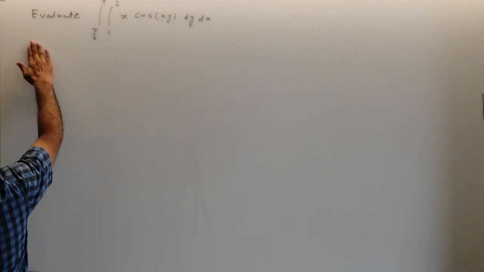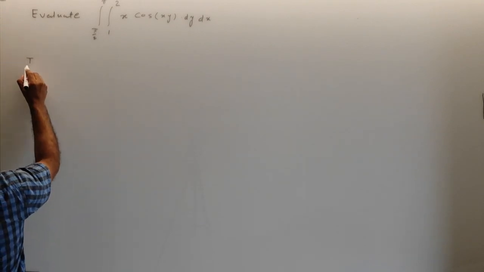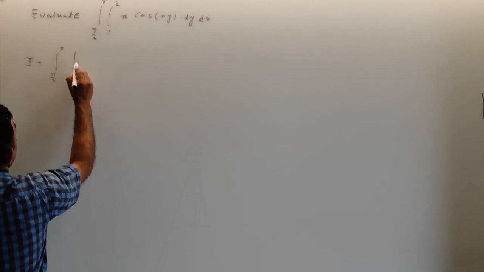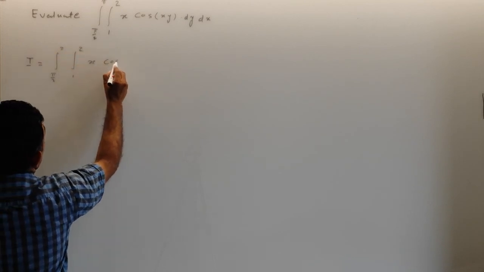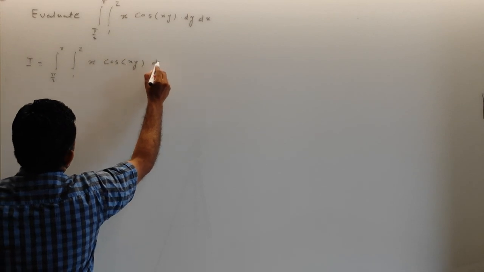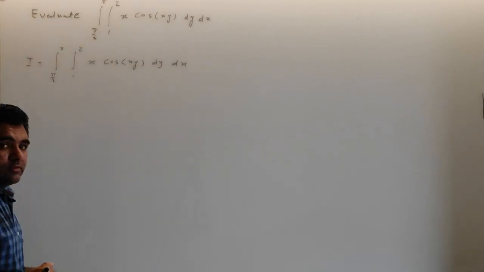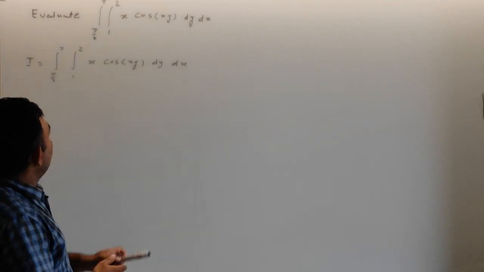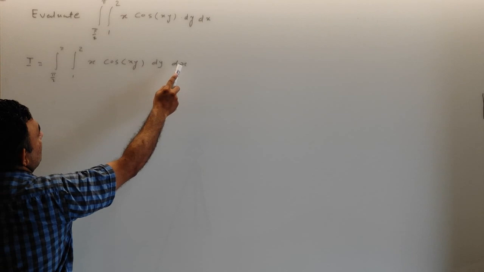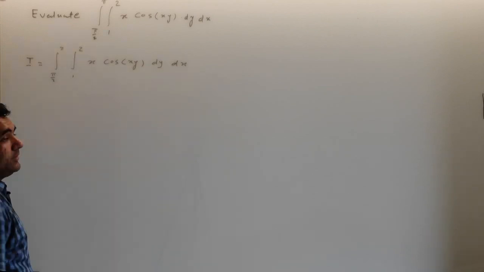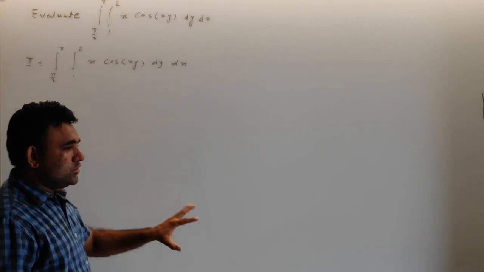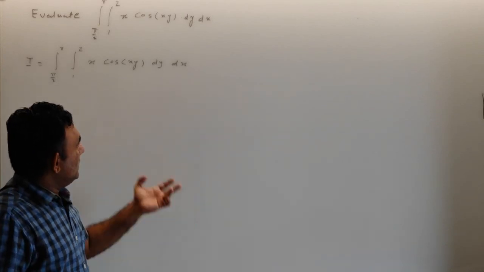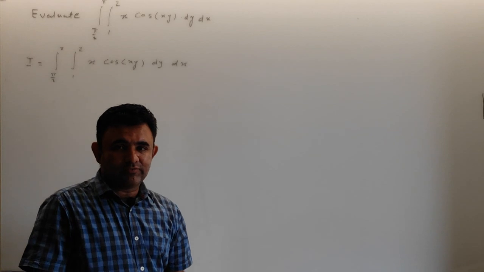Let us start. Here I is equal to integration pi by 2 to pi, integration 1 to 2, of x times cos xy dy dx. Here limits of y will be 1 to 2 and limits of x will be pi by 2 to pi. Both the limits are constant, so we can integrate first with respect to either variable. If we wish, we can integrate first with respect to x.